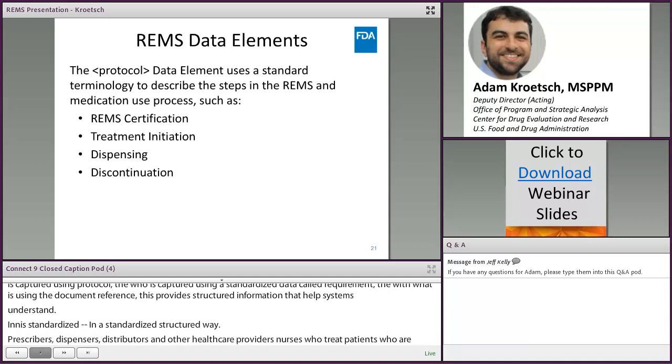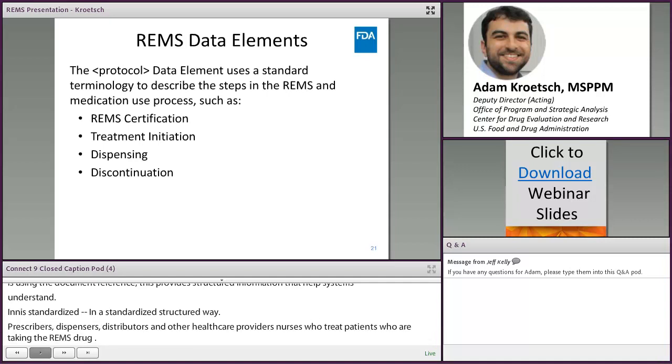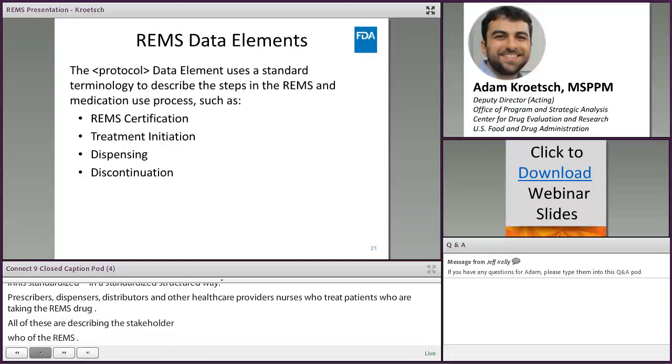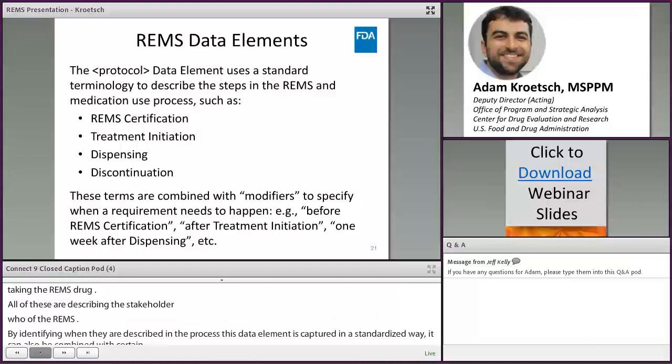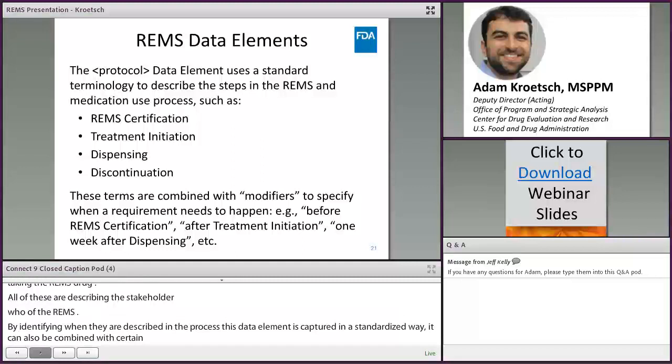The protocol data element describes the when of the REMS by identifying when activities occur in the medication use process. And I mentioned what kinds of things are captured in the when of the REMS. The data element just captures those in a standardized way, and it can also be combined with certain modifiers to specify when a requirement needs to happen. For example, before certification, after treatment initiation, 1 week after dispensing. All these nuances are captured in a standardized way that can be read by computer systems.